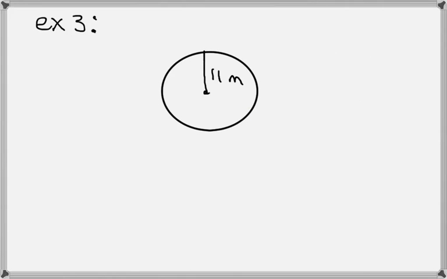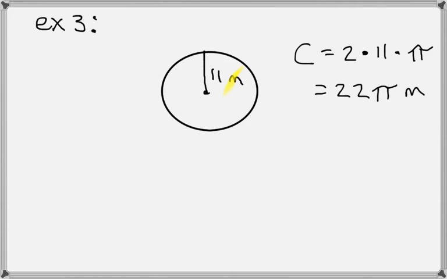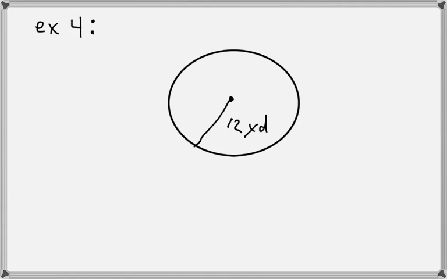Let's look at a third example. Here we have a circle with a radius of 11, so we can go ahead and plug into our formula. The circumference is 2 times the radius, in this case 11, times pi. So we have 22 pi, and what was our unit of measure? Our unit of measure in this problem was meters, so we need to include that in our answer, and we have our final answer for the circumference of this circle. It's 22 pi meters.